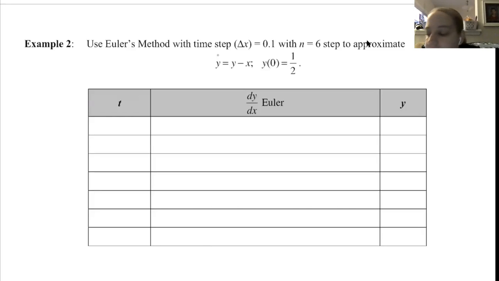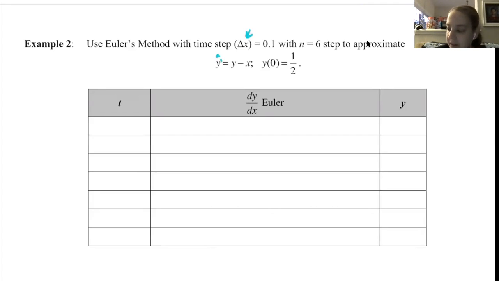All right, example 2, use Euler's method with time step delta x equals 0.1 with n equals 6 steps to approximate the following function. I'm going to change the notation on this one. Instead of y dot here, again, I think this is an old typo of mine, I'm going to go with y prime because this is an x. So y prime is dy dx.